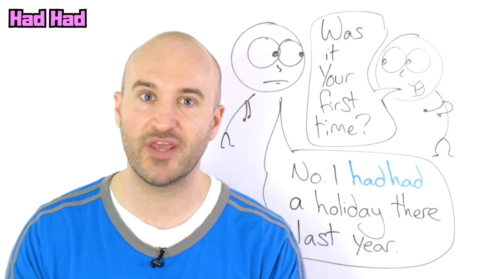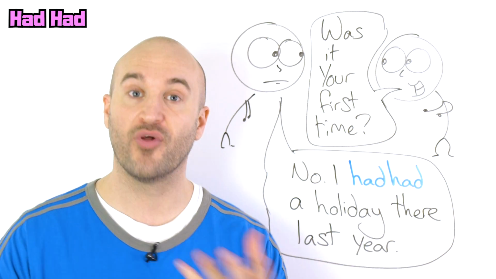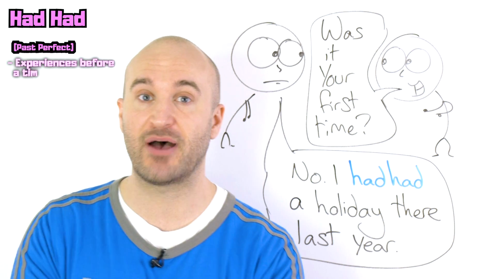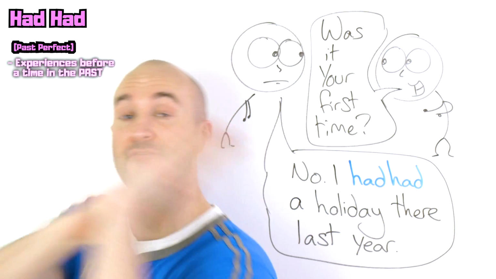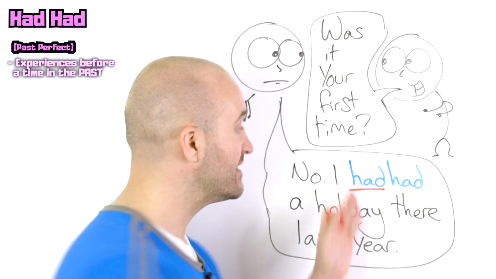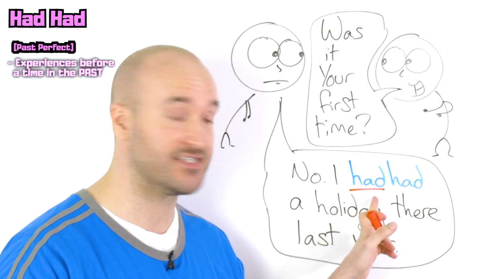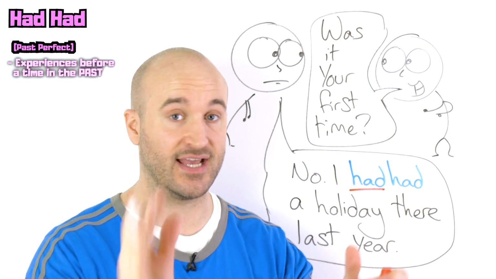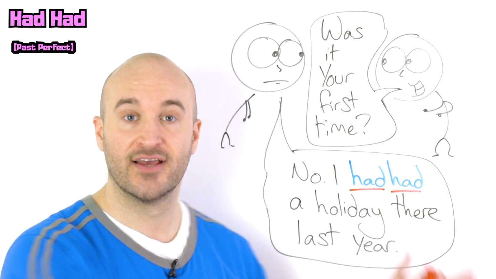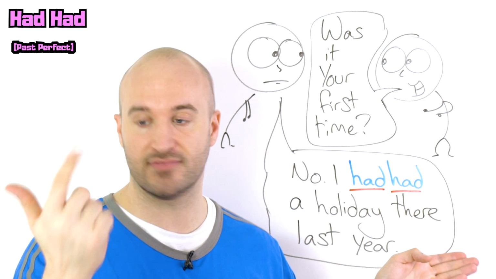So why did we use had? Well, this is the past perfect. This talks about an experience before a past experience. The form is always the verb had. I, you, we, they, he, she, it, always had. And again, the verb 3. In this case, have, had.